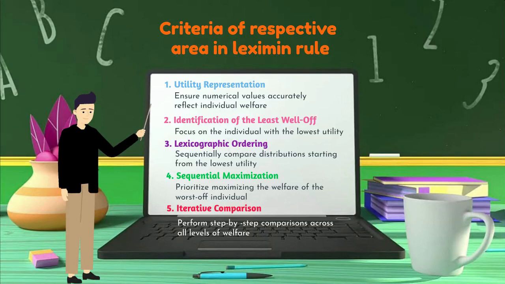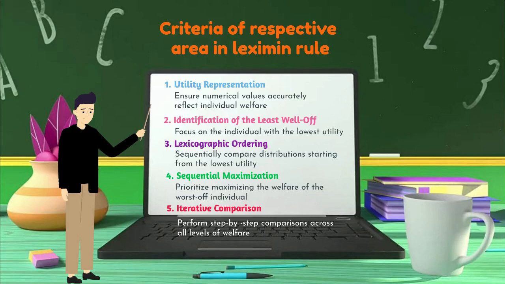Next, we go to lexicographic ordering. The criteria of lexicographic ordering is distributions should be ordered by comparing the utilities of individuals sequentially, starting with the lowest values. Next, we go to sequential maximization. The criteria of sequential maximization is among possible distributions, select the one that maximizes the utility of the least well-off individual first, then proceed to the next least well-off, and so forth.